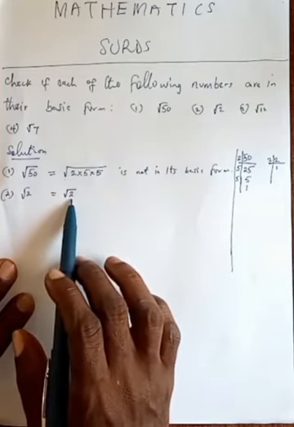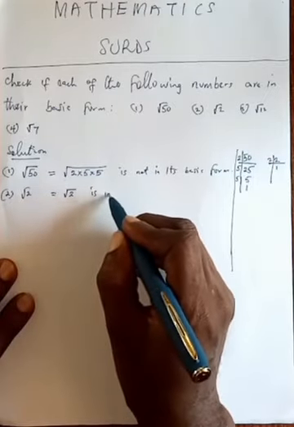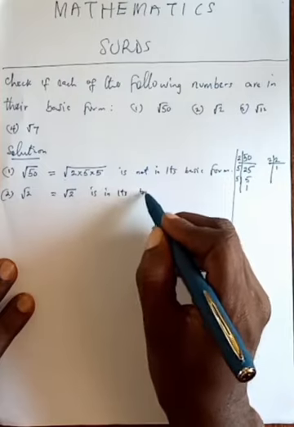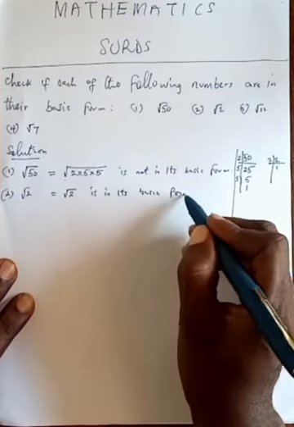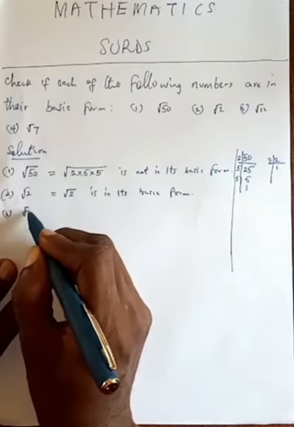So the 2 in this case is in its basic form. So we say root 2 is in its basic form. The next number I have is root 12.